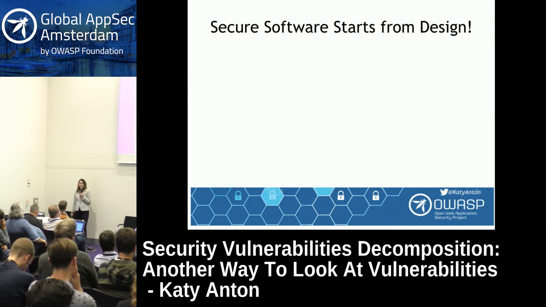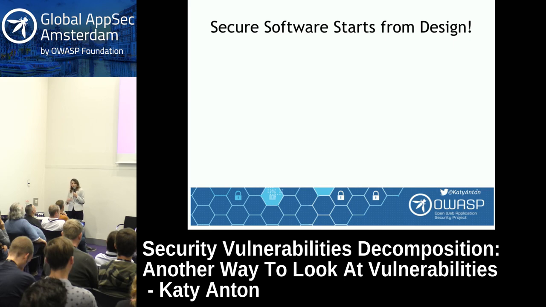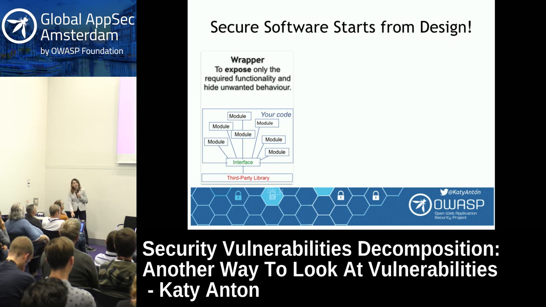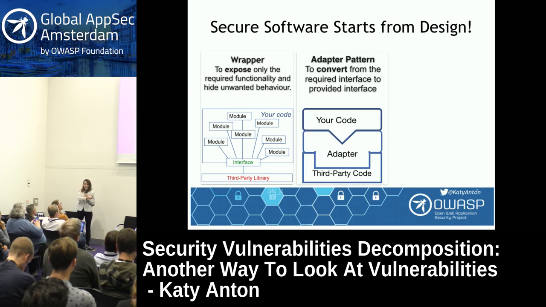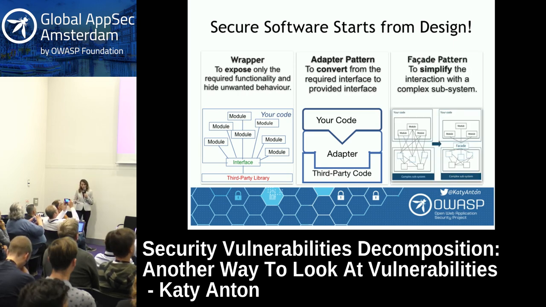So if we are to recap, secure software starts from the design. From the point that you have chosen how you are going to bring a system, a library, a package into your own software, from that point, the security of the software starts. So you can use a simple wrapper when you want to expose a set of functionality into your software and hide unwanted behavior, then you can use the adapter design pattern when you want to change from the provided interface to the required interface, and the facade for legacy applications.